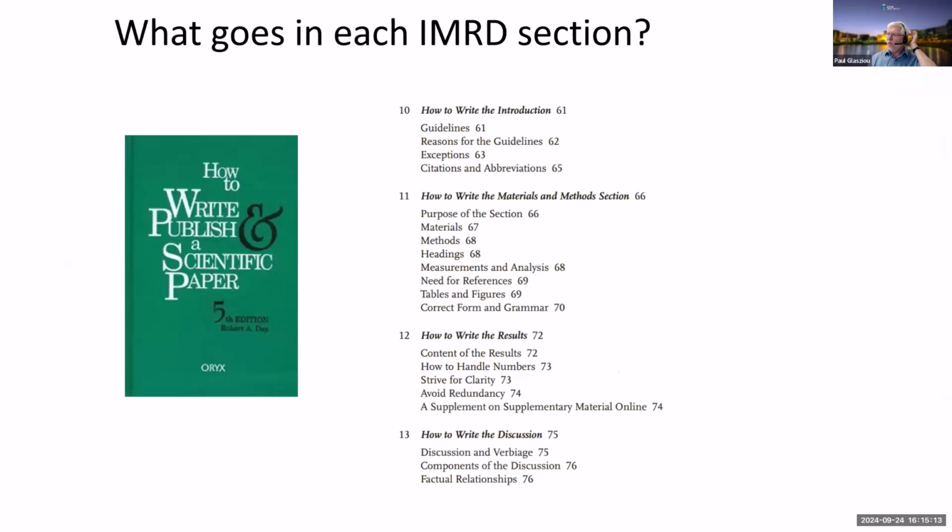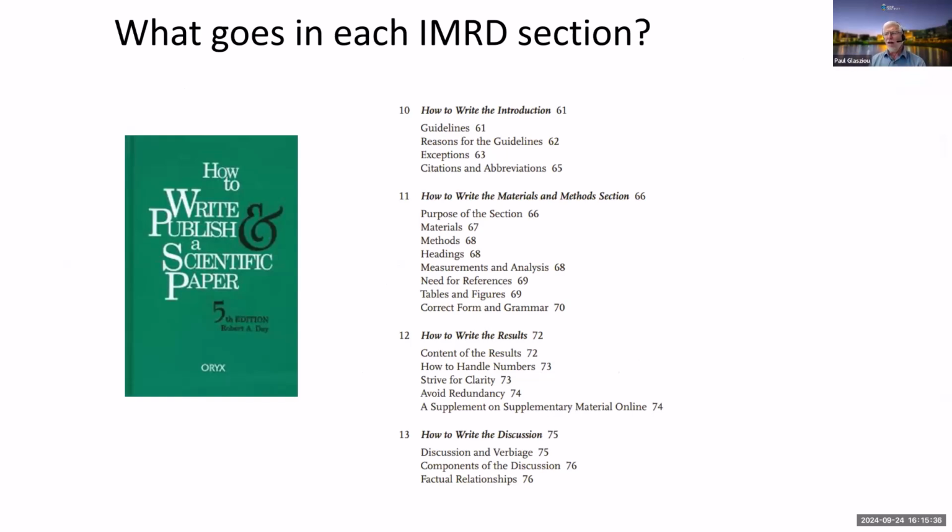So what goes in each IMRAD section? When I first learned about this was in a book by Day on how to write and publish a scientific paper, and I used it religiously to find out what goes in the introduction, what goes in the materials and methods section, how to write up the results, and how to write up the discussion. So there's two parts of it: what goes where and how should you report each one of them.